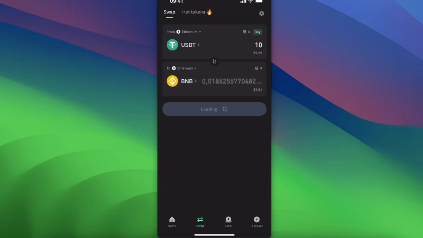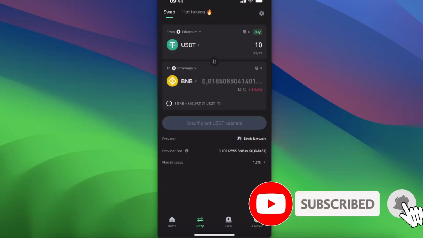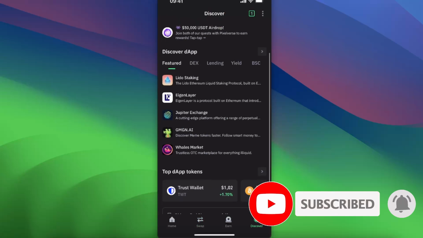So that's basically it, how you can swap it. You can swap it between here or discover some other tools.